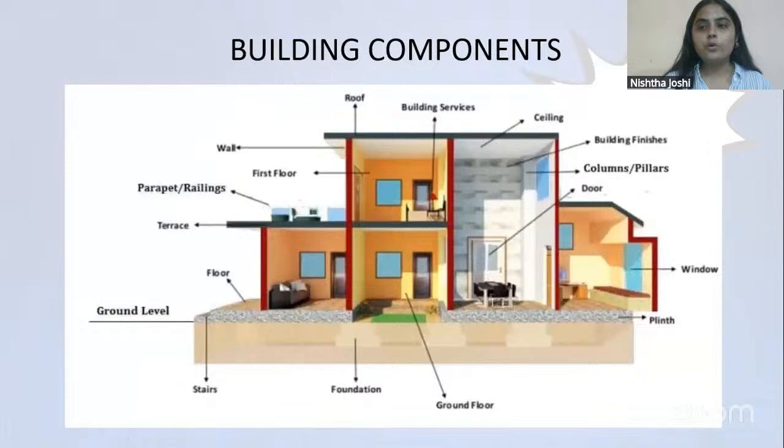So I hope you all can see this diagram. This is a cross section of a duplex building. Duplex means it has two floors. So you can see there is a ground floor and there is a first floor. So this is a residential building.